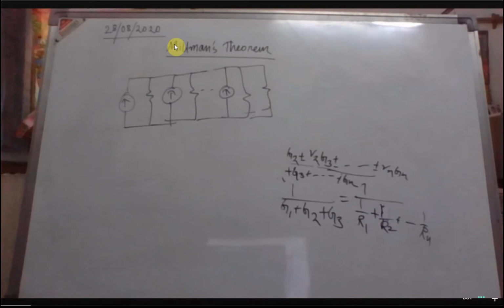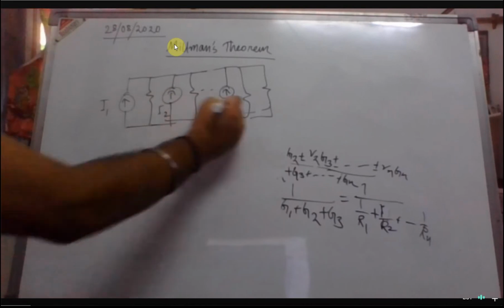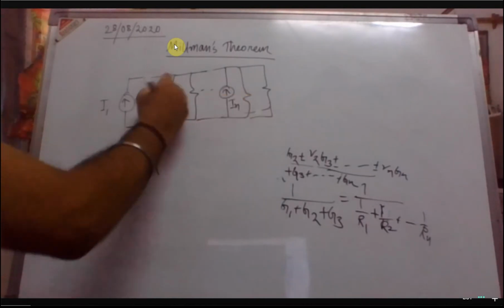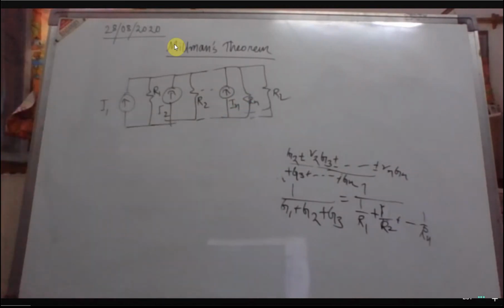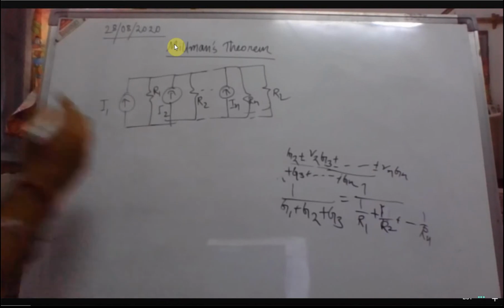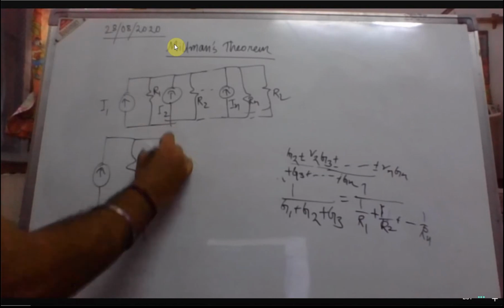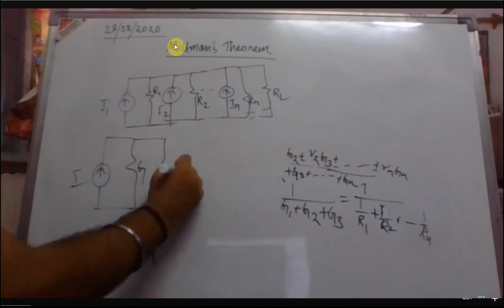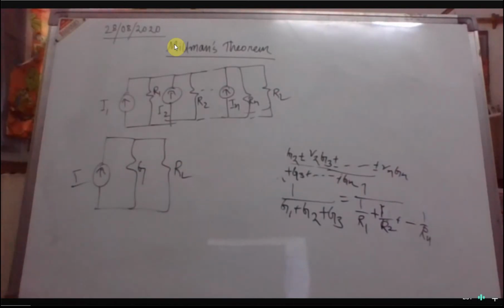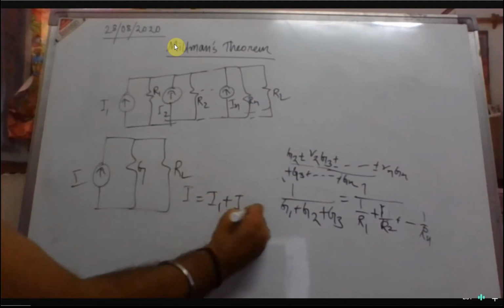We have a circuit like this, suppose. Suppose this one is I1, this one I2, and this one IN, with R1, R2, RN. For this case also, we can convert this to a single current source, like this, the circuit replaced by this.